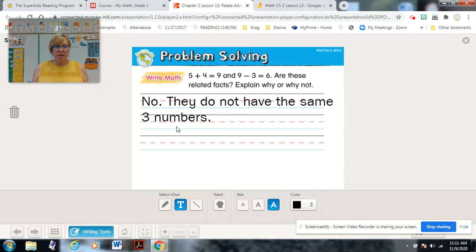So that's why it's very, very important to carefully look, okay? Because while they do each have a 9, these are just showing 2 different ways that you can make 9. This one has a 5 and a 4, and this one has 3 and 6. So they are not related. This is when I say they're strangers in the house. Because if we were going with this one, the strangers here would be the 3 and the 6. Okay, so they do not have the same 3 numbers.